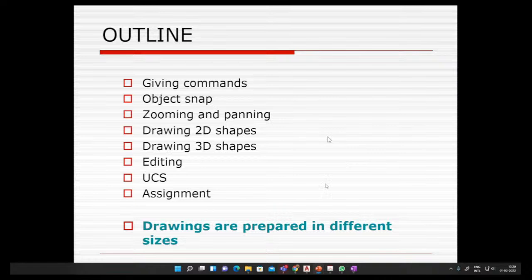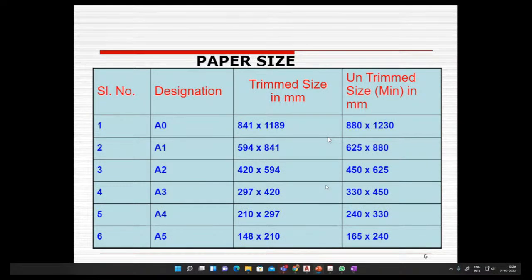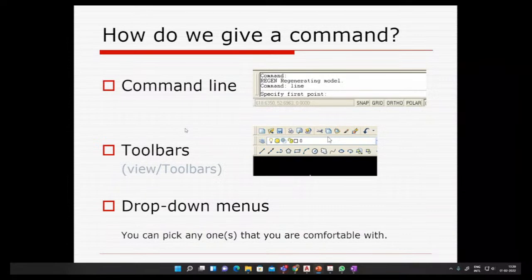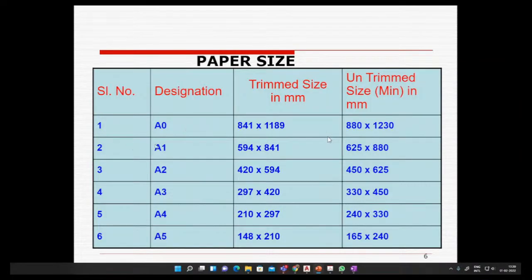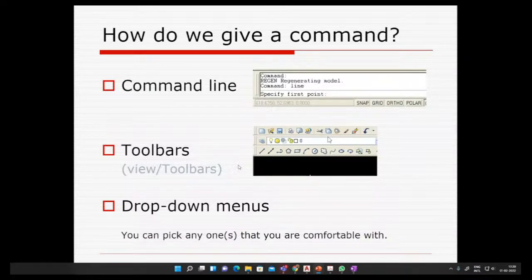Even you can prepare a drawing in different sizes, meaning you can customize it. There are different designations for paper sizes. Here you can see A0, A1, A2. We have already seen these sizes. In the command line you have to write commands. These are the toolbars and the drop down menu. Through the drop down menu, you can see the different commands also.